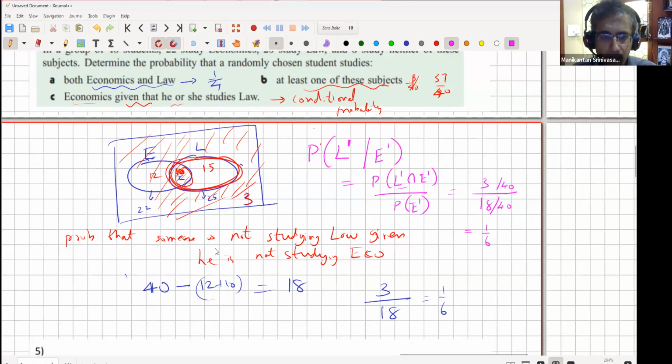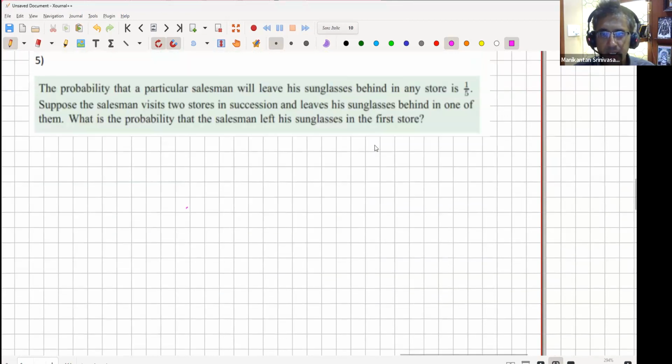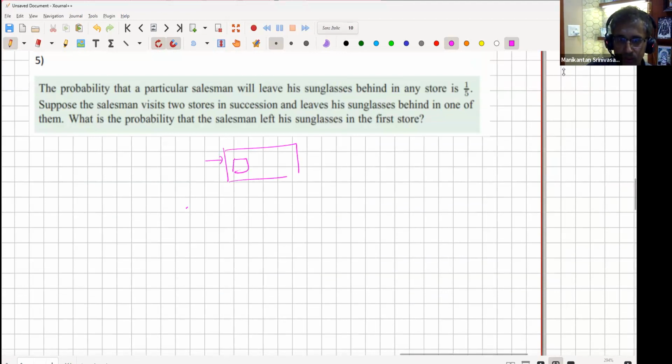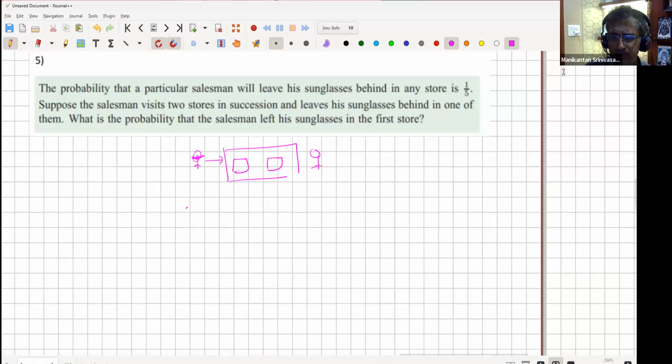Okay. Question 5. Probability that a particular salesman will leave his sunglasses in any store is 1/5. Suppose the salesman visits 2 stores in succession, leaves the sunglasses behind in one of them. What is the probability that he left it in the first store? The question is very interesting, right? So he enters a mall, whatever. There are 2 stores in it. So initially you see this guy walking with glasses. I don't know how to draw glasses, but when he comes out, he does not have glasses. So which means he has forgotten.